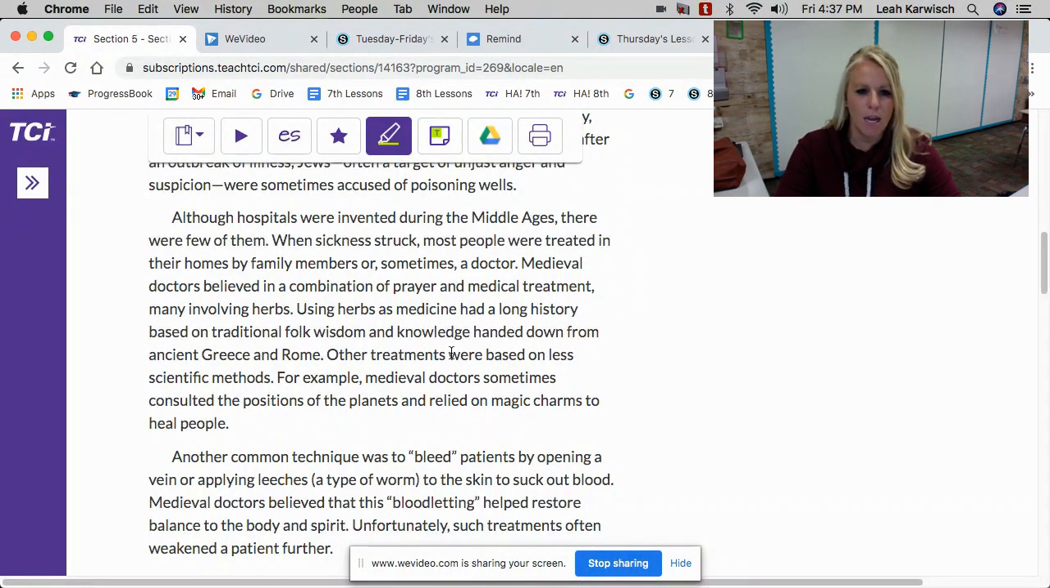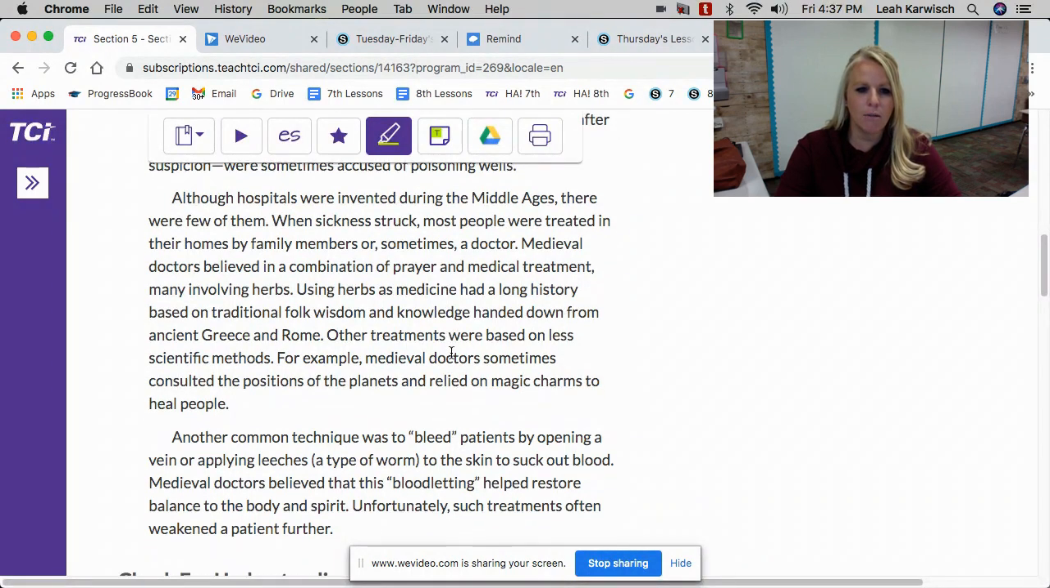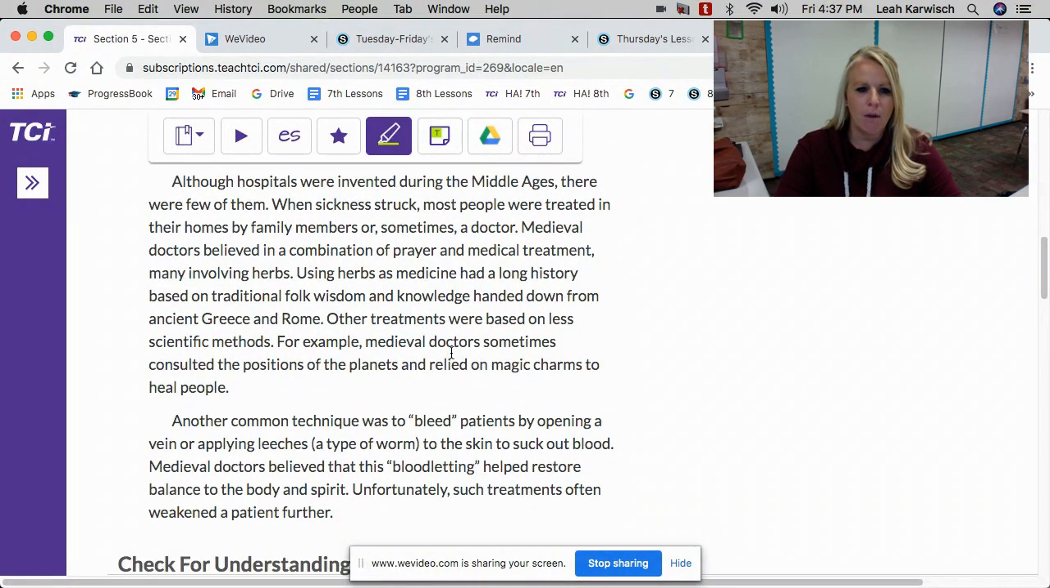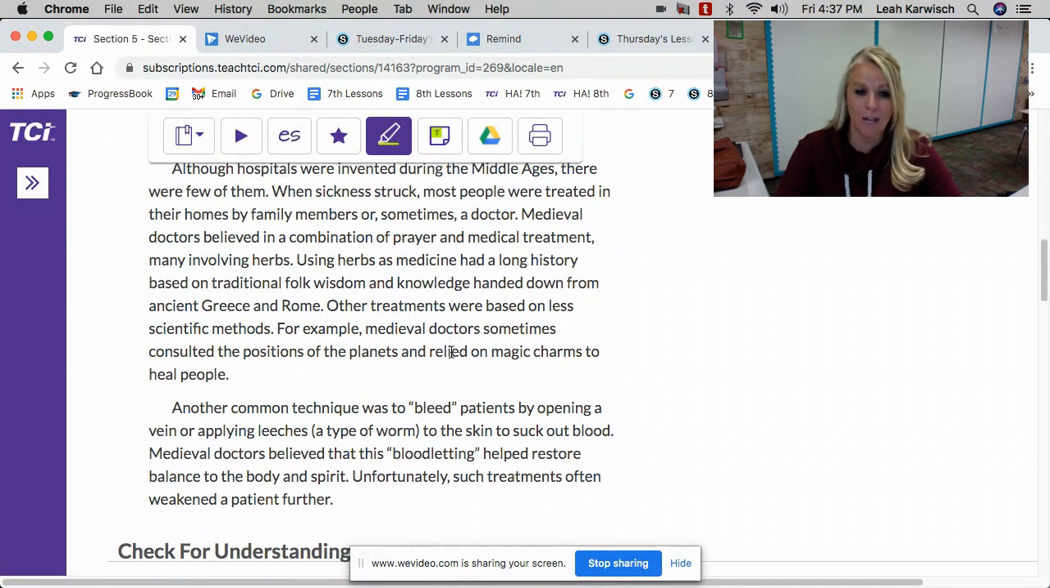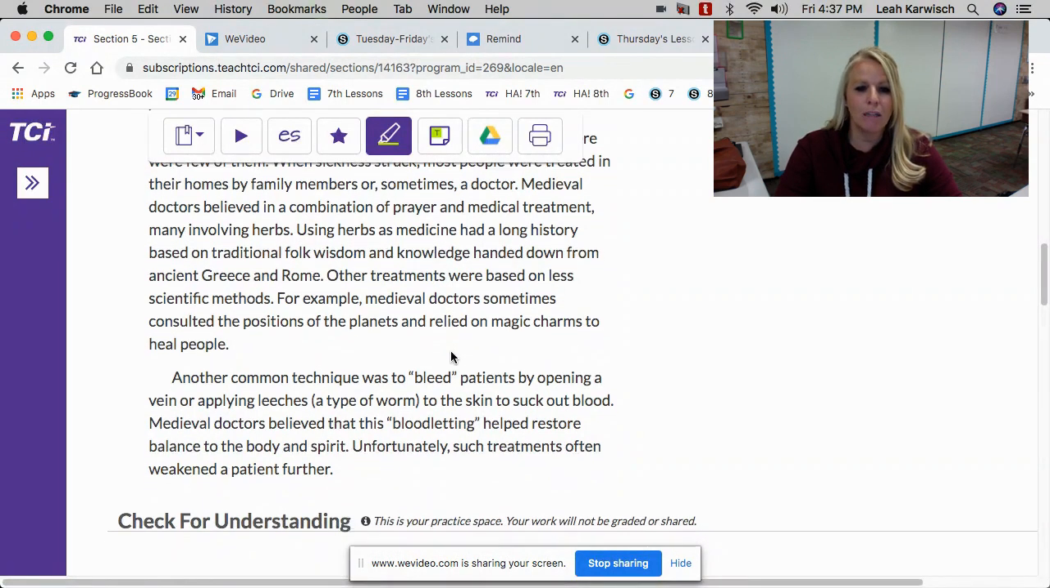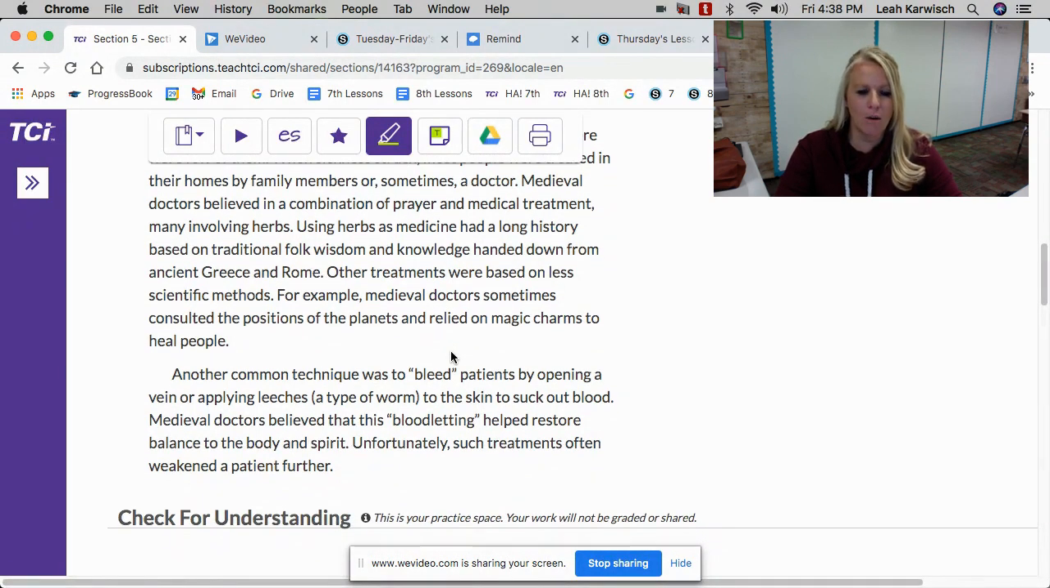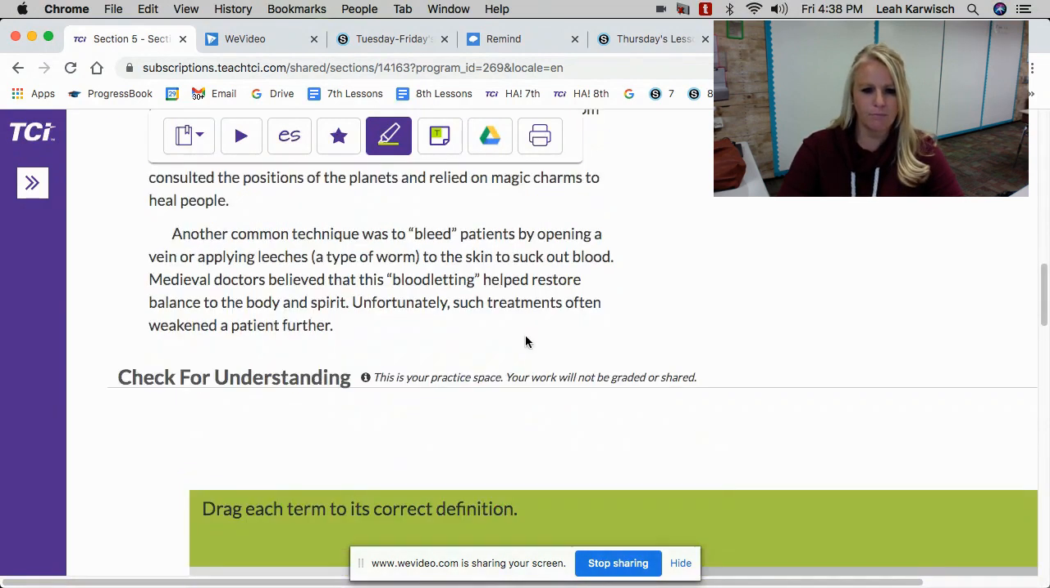For example, medieval doctors sometimes consulted the positions of the planets and relied on magic charms to heal people. Another common technique was to bleed patients by opening a vein or applying leeches, yes, leeches, a type of worm, to the skin, and it would suck out the blood. They believed that this bloodletting helped restore balance to the body and spirit. Unfortunately, such treatments often weakened a patient further.